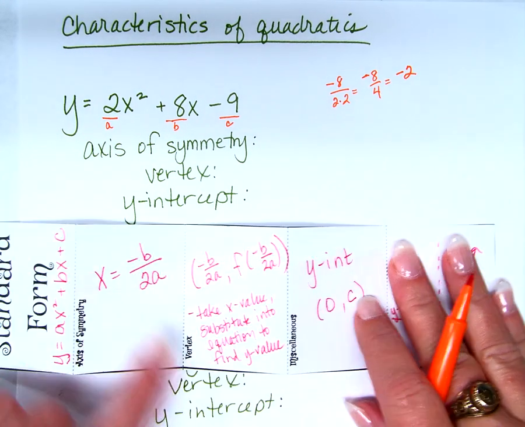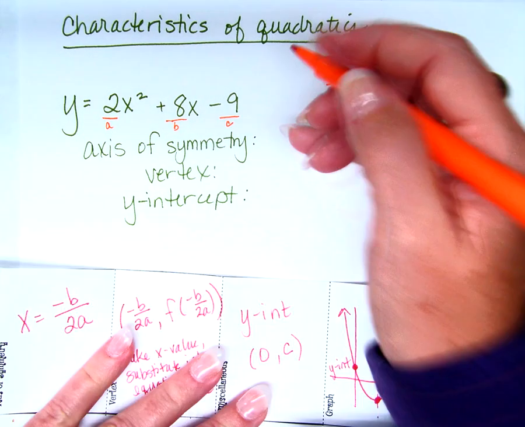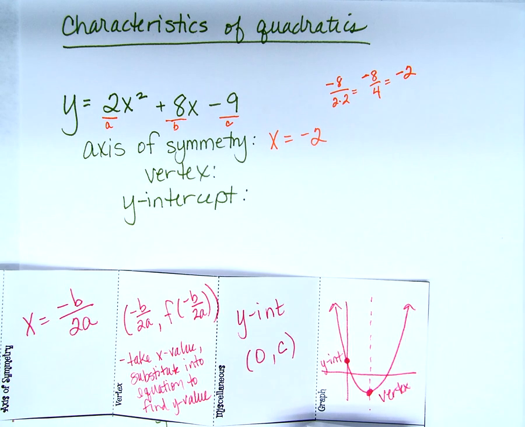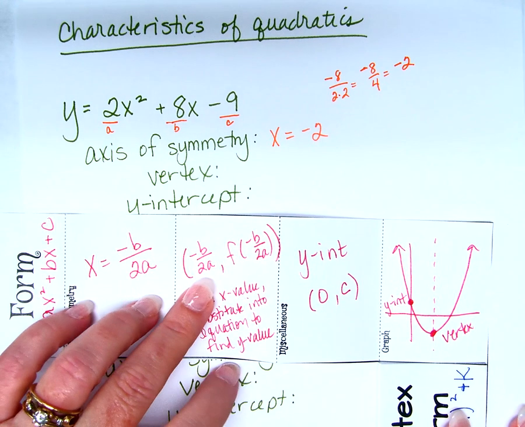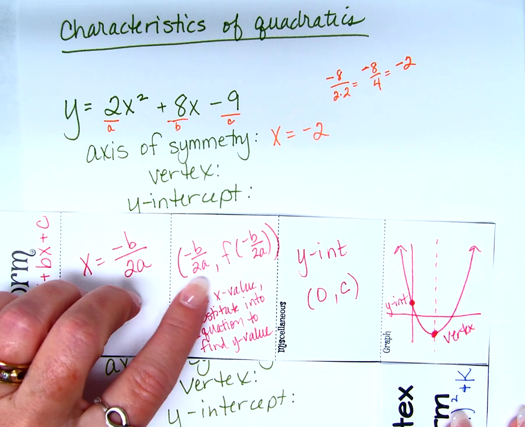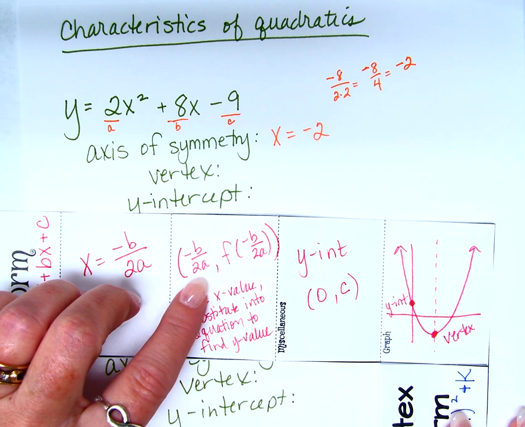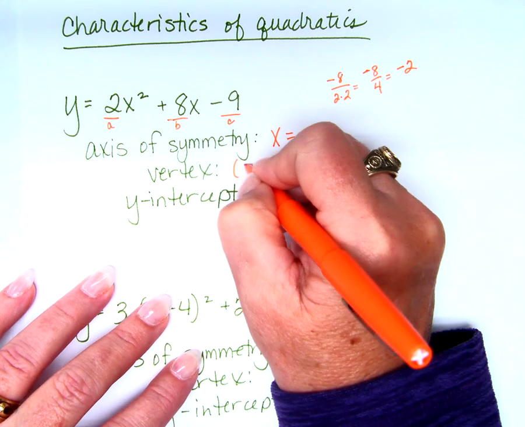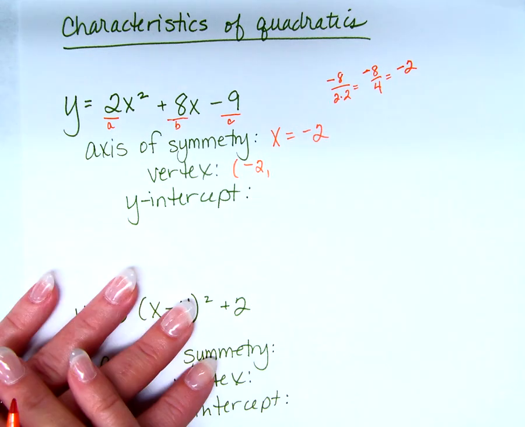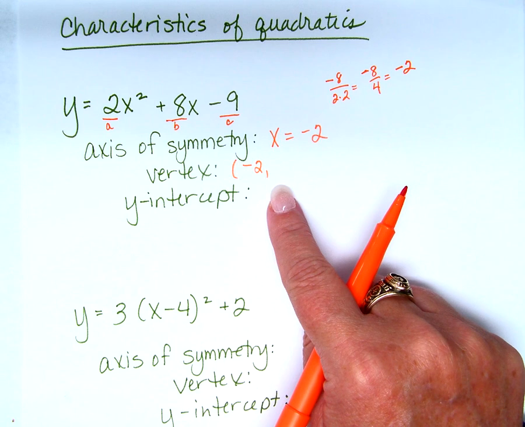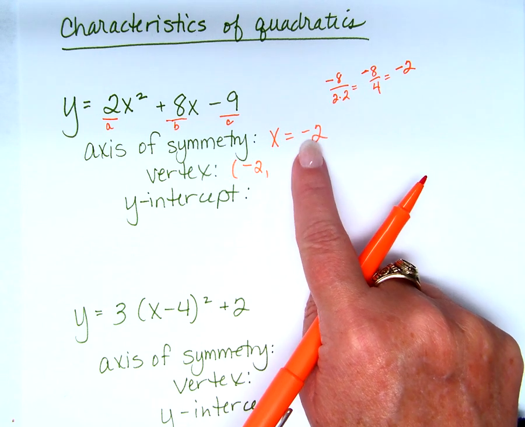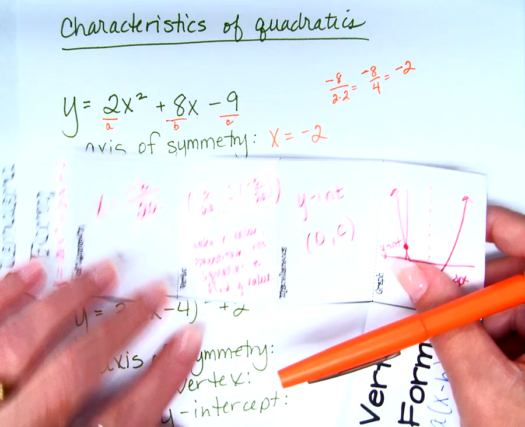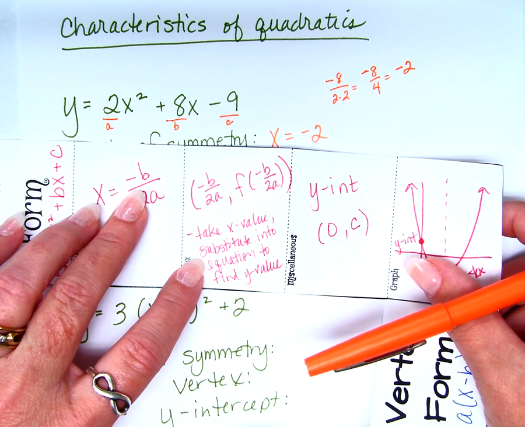So the first thing I know is my axis of symmetry. But remember, how do we write our axis of symmetry? X equals, absolutely. X equals negative 2. But see, what I also just found was what? The x coordinate of my vertex, right? So my vertex is a point. I have negative 2, comma, something. How do I find that something again? I take my x and substitute it in, right?